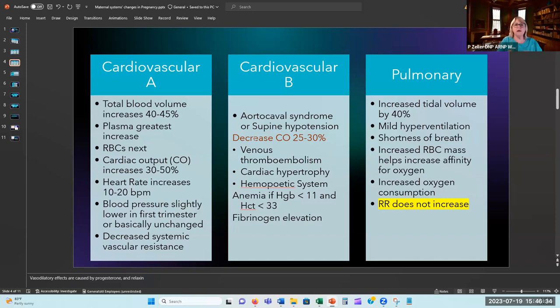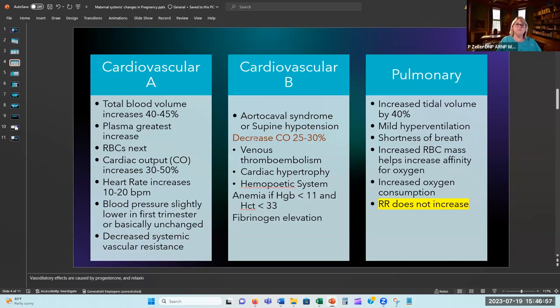You know that the heart rate times the stroke volume equals cardiac output. In other words, the heart is working a lot harder during pregnancy. So more oxygen consumption is needed. However, there's not much change to the blood pressure.